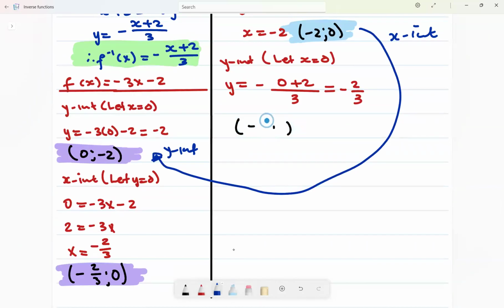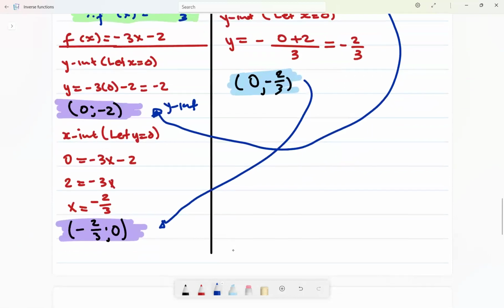Oh, sorry. Here I made a mistake. When x is equal to 0 here, we substitute x as 0, then we get y as negative 2/3. Okay, yes. Here we found 0 and, let me just highlight that, 0 and negative 2 divided by 3, but here I got negative 2 divided by 3 and 0. This was my x-intercept, but this is my y-intercept.